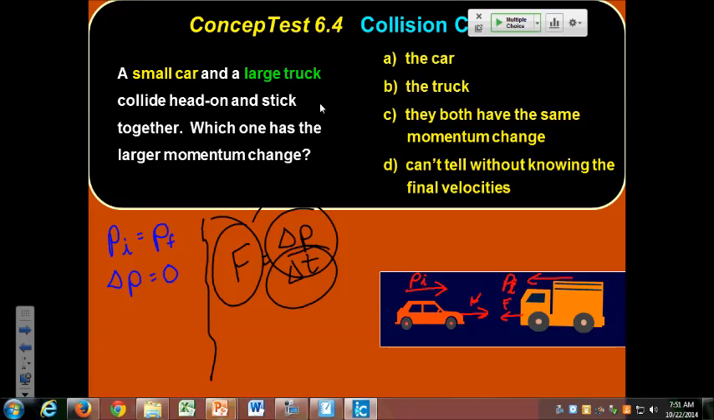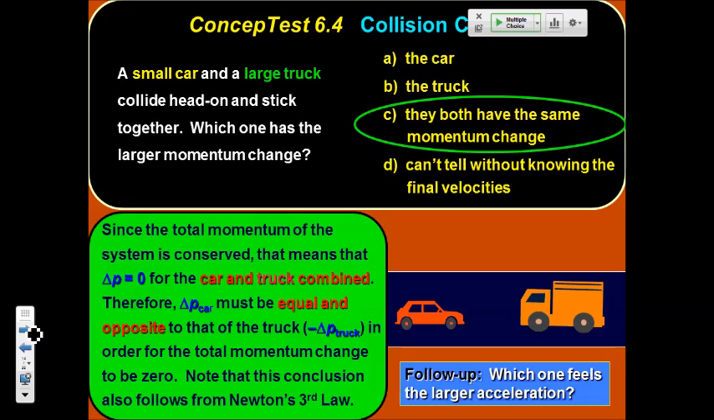All right? Now, one of them will feel a larger acceleration. Which one is that? The car, because it has a smaller mass, and it's going to have the same force acting on it as the truck, but has a much smaller mass, so it'll see a much larger acceleration. We'll see some more like this in just a second.